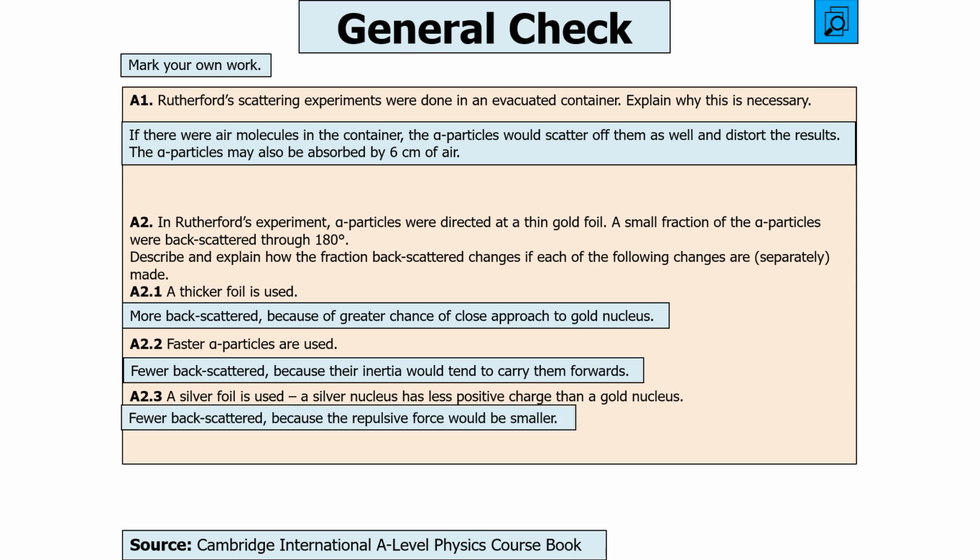And if a silver foil is used, fewer will get backscattered because the positive charge of the nucleus is smaller, so therefore the repulsive force between the alpha particle and the nucleus would be smaller.